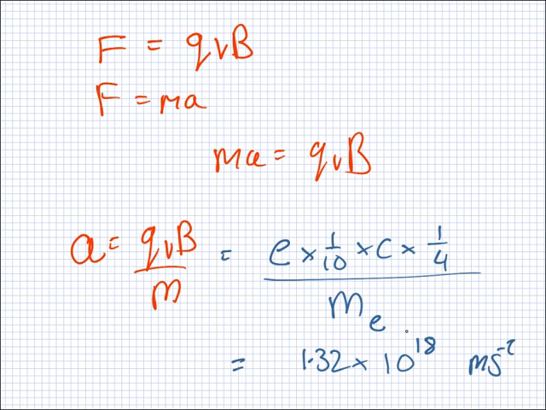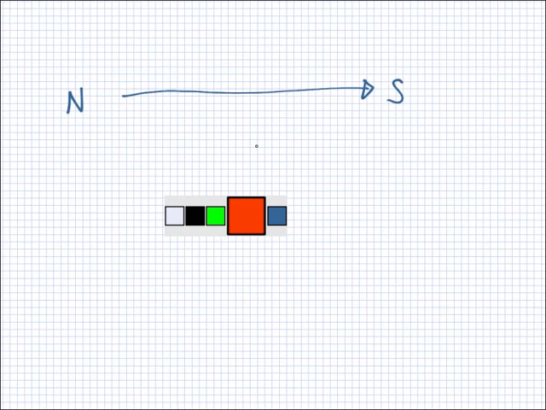Now that's easy, but now I give you a hard part. So let's draw the picture. North, south. And then here's the electron, and it's moving this way. So what's the force? This is down, and what's the current direction? Left or right?